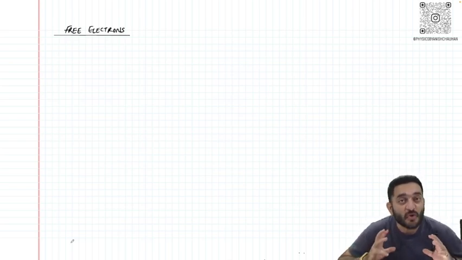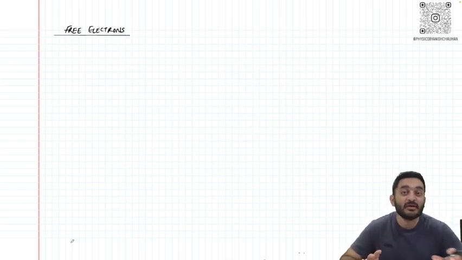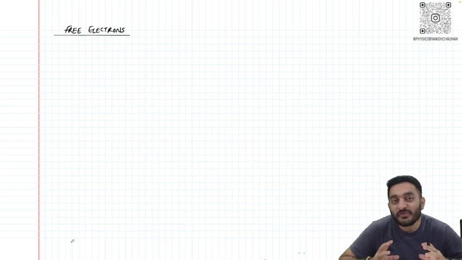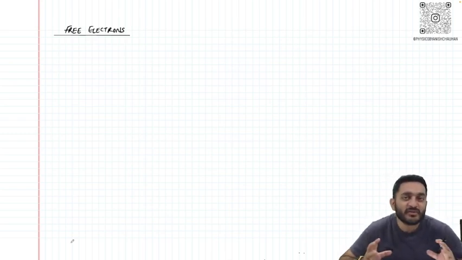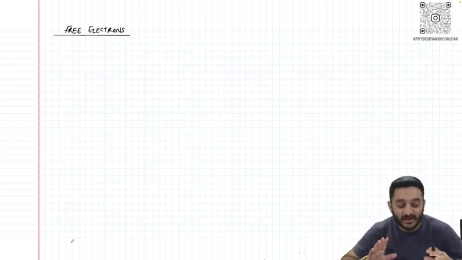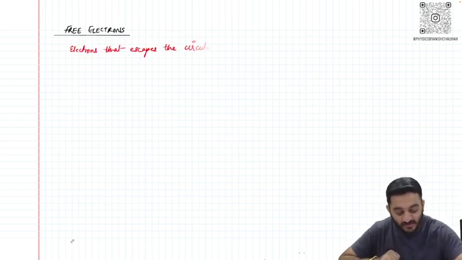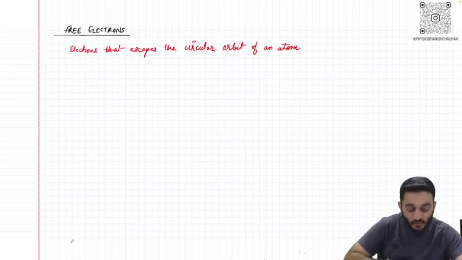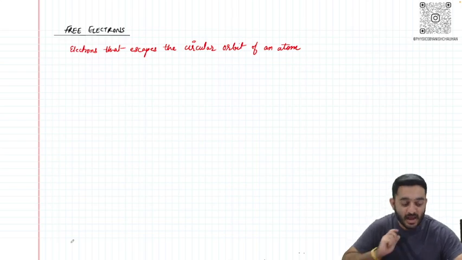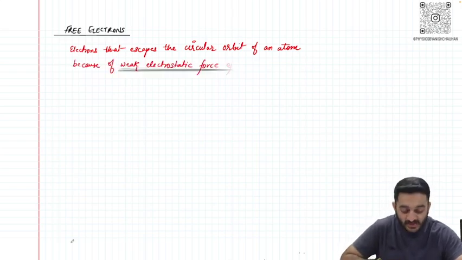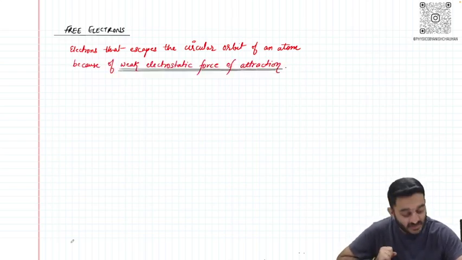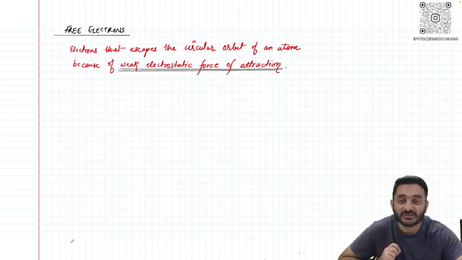So there are electrons which are actually moving around a nucleus. But if these electrons are not moving around the nucleus, we call them free. So when it comes to the definition, we say electrons that escape the circular orbit of an atom because of weak electrostatic force of attraction.